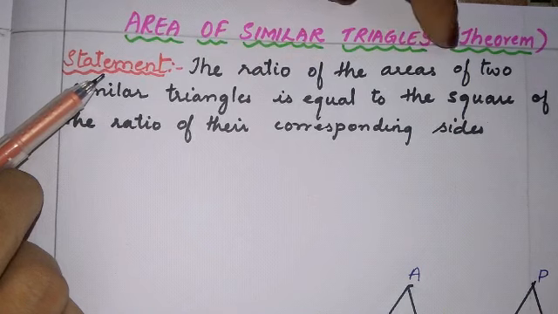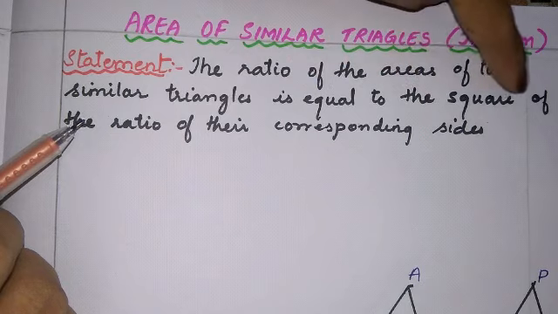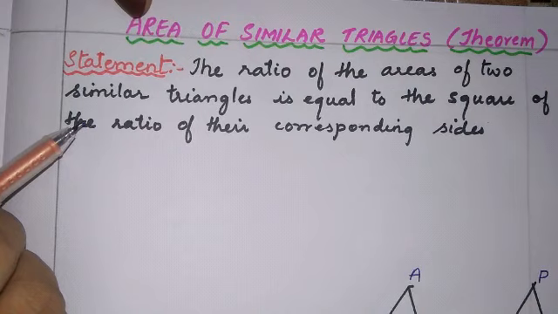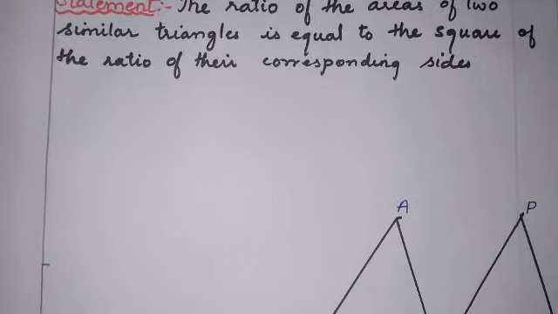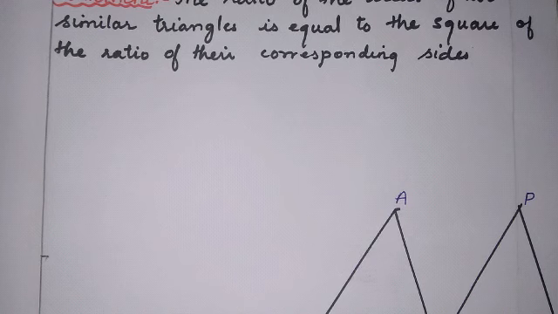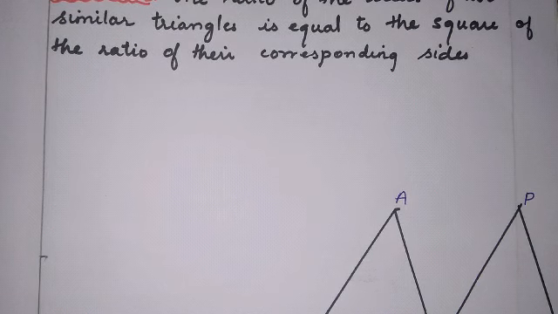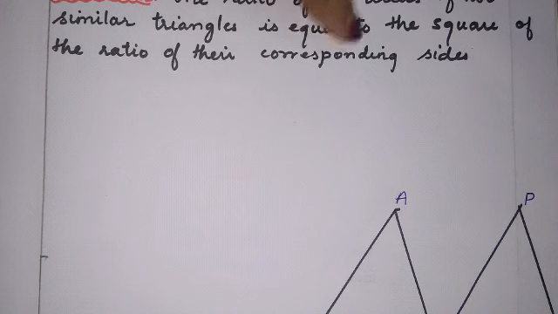The ratio of the areas of two similar triangles is equal to the square of the ratio of their corresponding sides. Based on this statement, there are two similar triangles, which I have drawn here: triangle ABC and triangle PQR. Now what do we have to prove? The ratio of the areas of two similar triangles is equal to the square of the ratio of their corresponding sides. This we have to prove.